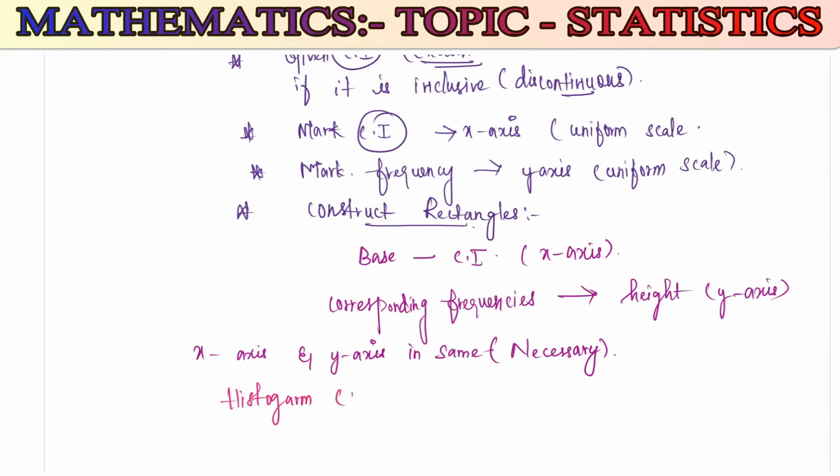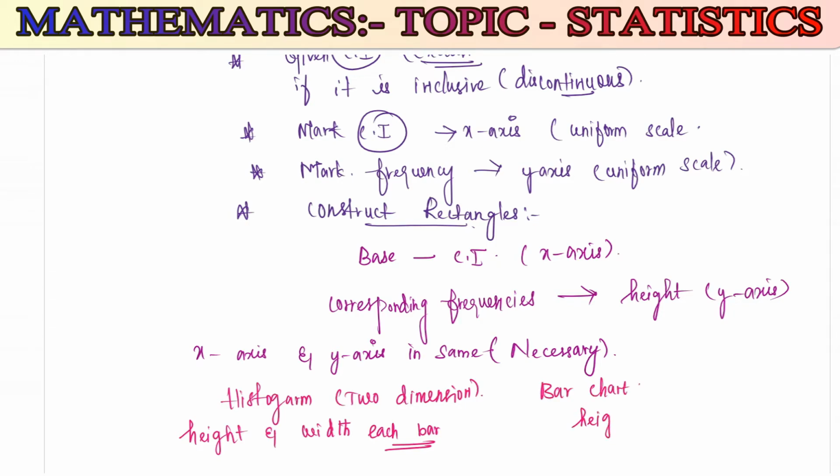Histogram is two dimensional. Height as well as width of each bar matters, whereas in the bar chart, the height of each bar matters, not the width.